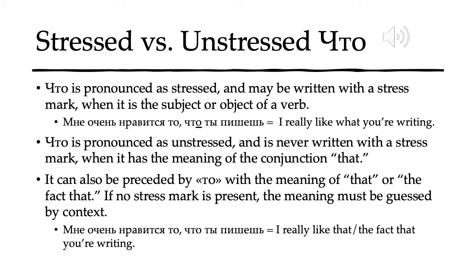And we can also use it with the same construction, то, что, but with что unstressed. And it has this meaning of that or the fact that. So if you see this construction and no stress mark is present, you have to guess from context what it means. For example, what I have here at the bottom of this slide, «Мне очень нравится то, что ты пишешь». That could be, I really like the fact that you're writing. Or it could be, I really like what you're writing. It could go either way. And so you just have to guess from context if there is no stress mark. If there is a stress mark, it only means I really like what you're writing.